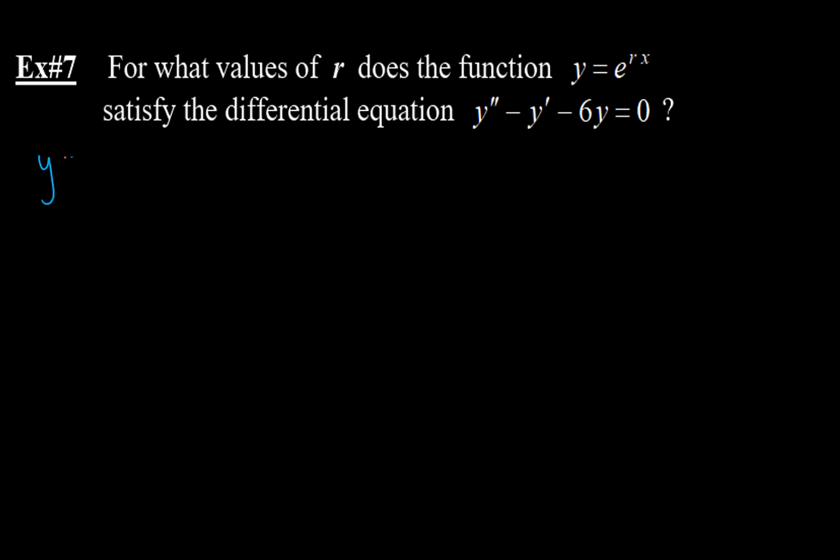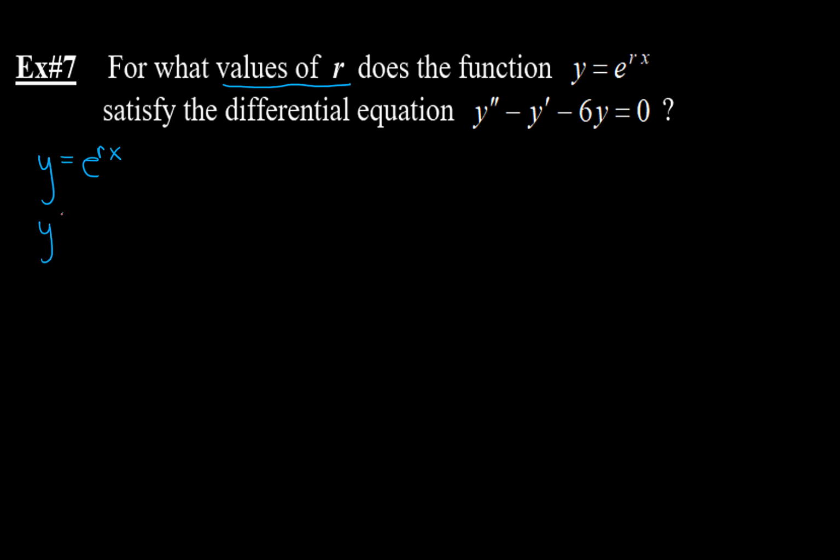First, we know that y is equal to e to the power of rx. Now, because they're saying what values of r, r is like a constant. It's a value. Weird, I know, but it'll be okay. We can do it.